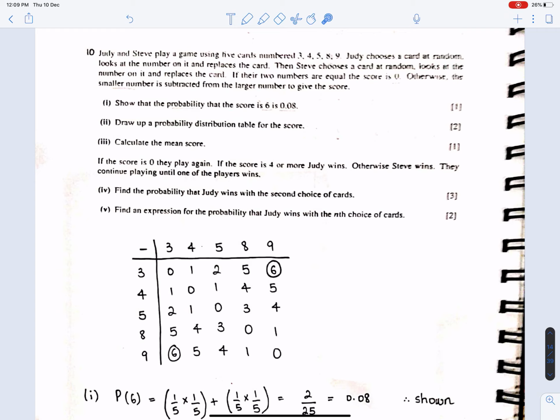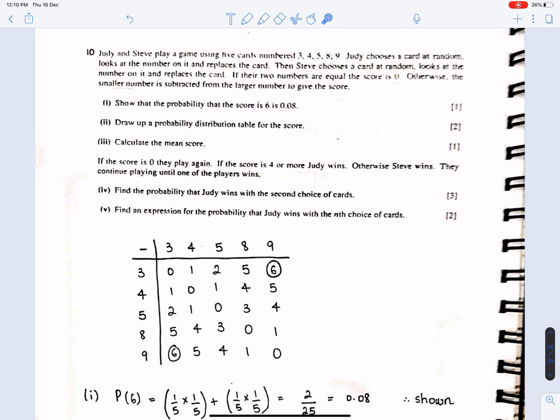If the two numbers are equal, or same, the score is 0. Otherwise, the smaller number is subtracted from the larger number to give the score. This is very simple. There are two players, Judy and Steve, and the rule is subtraction. 3 minus 3 makes 0, 4 minus 3 makes 1, 5 minus 3 makes 2, larger minus smaller. These are the possible values of X.